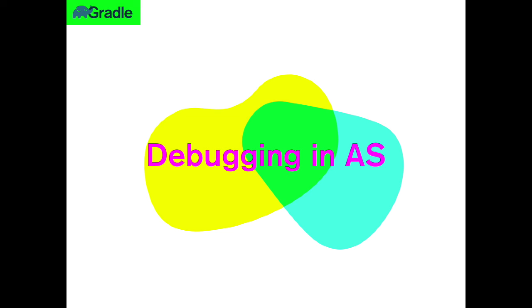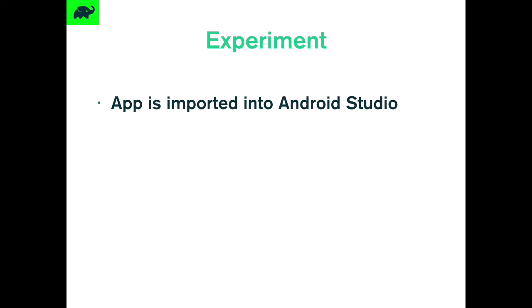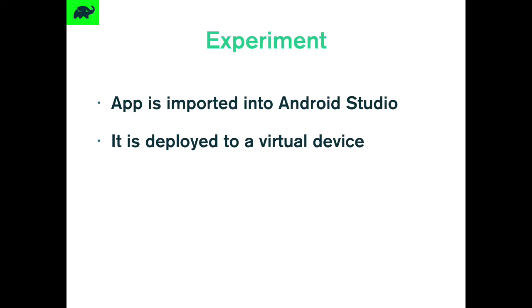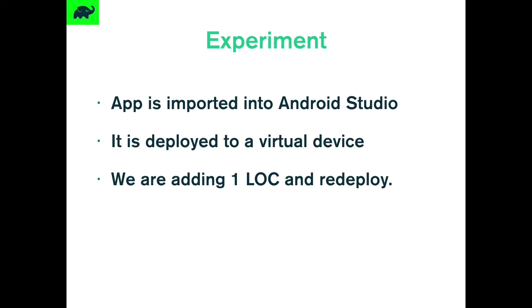So let's start with the number 1 scenario, the most important scenario, the most frequent cycle for Android developers: debugging or manually testing in Android Studio. The experiment I'm going to show is an app that is already imported into Android Studio, the Google I/O app, and it has already been once deployed to a virtual device. Now we're adding 1 line of code and redeploying.